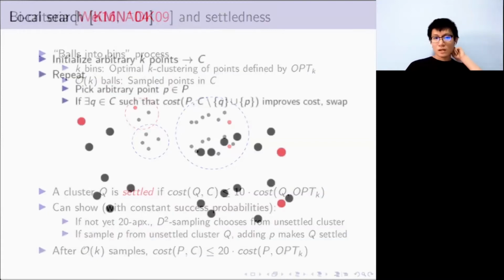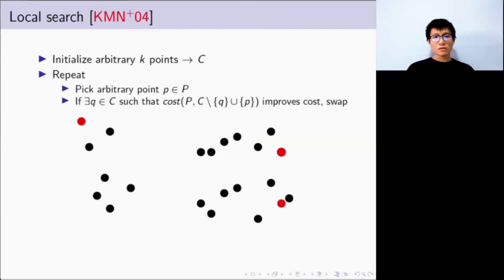Okay. So let's switch gears and talk about local search by Kanungo et al. So how does it work? First, you start with arbitrary k points as your centers, these red points below. And you repeat the following process a couple of times. You pick an arbitrary point, say this blue point here. Then if there is a red point in the set of centers C that you can swap with this blue point to improve the k-means objective, you do it. But in this case, you don't, so we just ignore it.